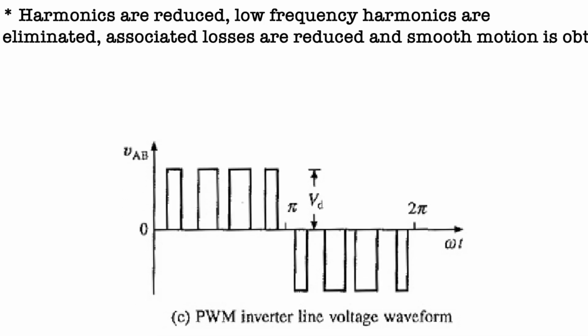In this method, the harmonics are reduced, low frequency harmonics are eliminated, associated losses are reduced, and smooth motion is obtained at low speed. Also, the inverter can be operated as a pulse width modulated inverter. The figure shows the voltage waveform of sinusoidal pulse width modulation.